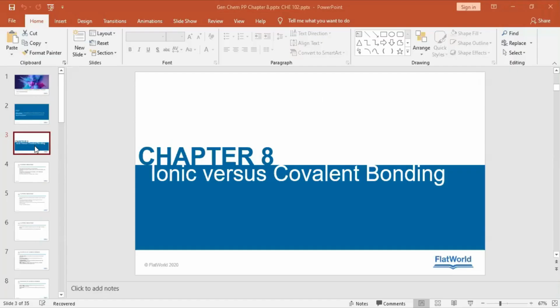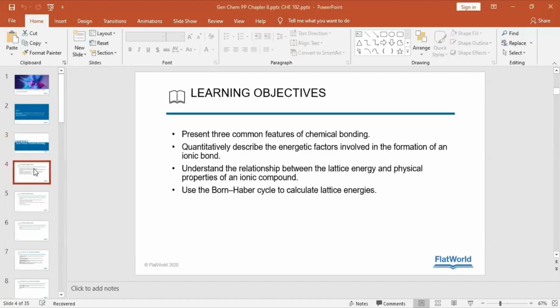Chapter 8 is the first chapter for Chem 102. So I'm going to first introduce the learning objectives of Chapter 8. We're going to discuss different types of chemical bonding. Really, some of this is an extrapolation of what we discussed in Chem 101, even though I'm not expecting that everybody took Chem 101 just last semester.